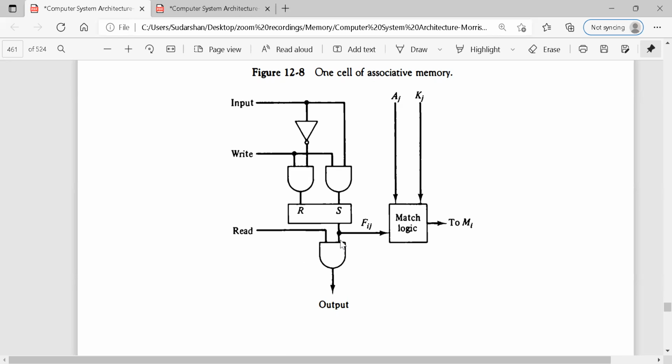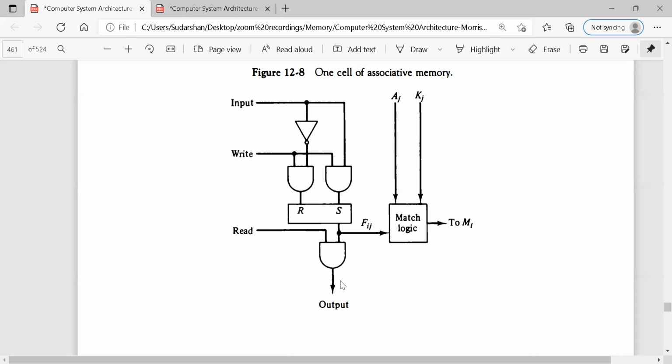And whenever we come across a reading operation, you give your read signal, and the output is either 1 or 0. Either the flip-flop output is 1 or 0, depending on whether R is 1 or S is 1. So if it is 1, you get the output. If it is 0, you also get the output. You supply the read signal, and you get the output as either 0 or 1 whenever you go in for reading the content of your content addressable memory. So this is the block diagram for an individual cell.